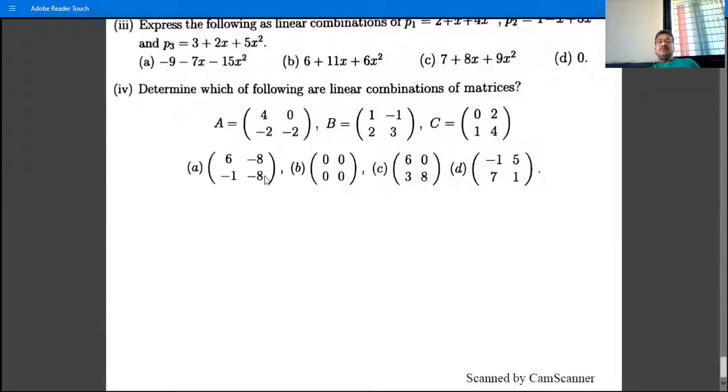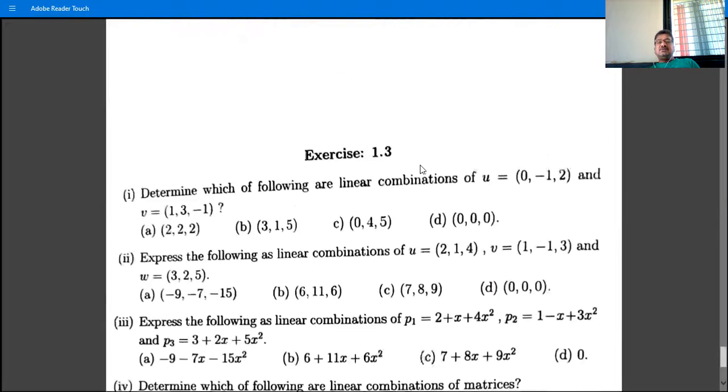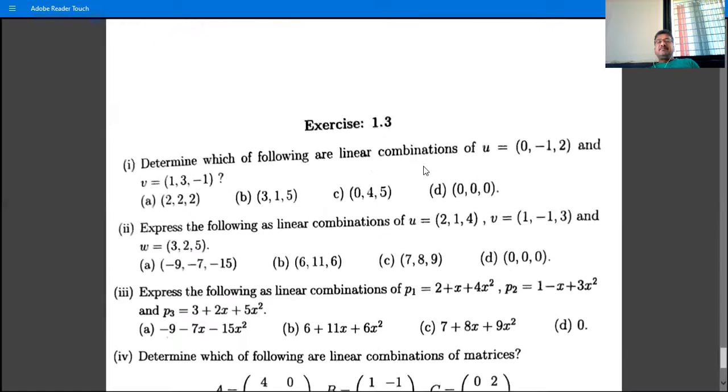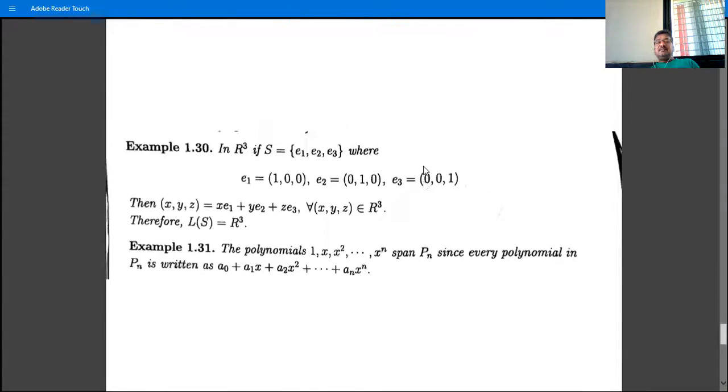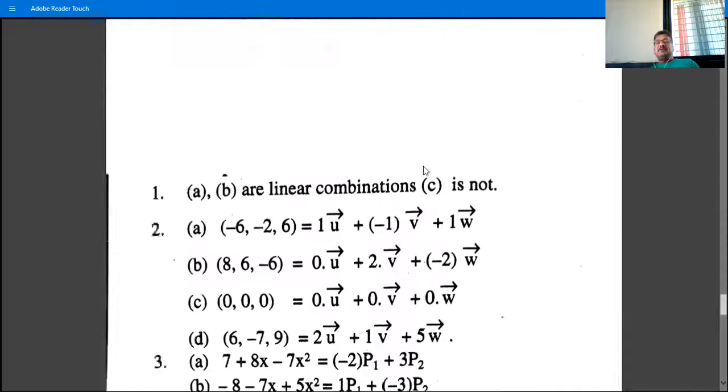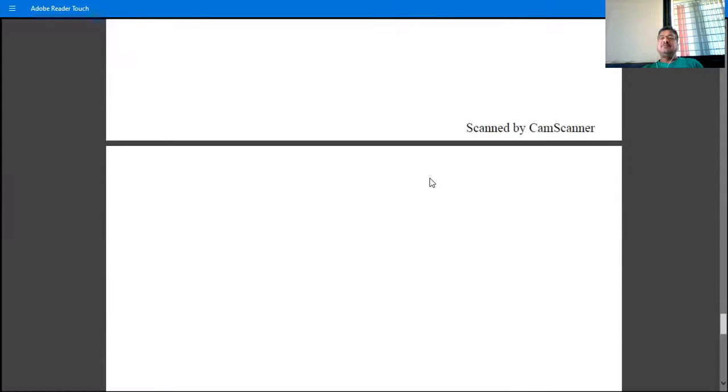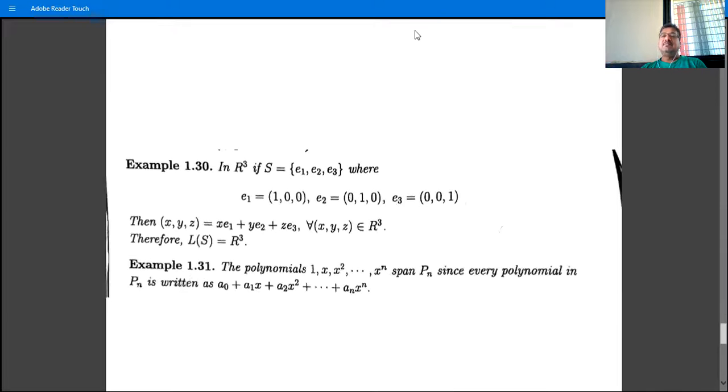So these are the problems on matrices. Solve all these problems. Answers to some problems are given. This is about the topic of linear combination. And in the next lecture, we will see spanning or linear span, the definition of linear span, and the set that spans a vector space. So, in the next lecture.